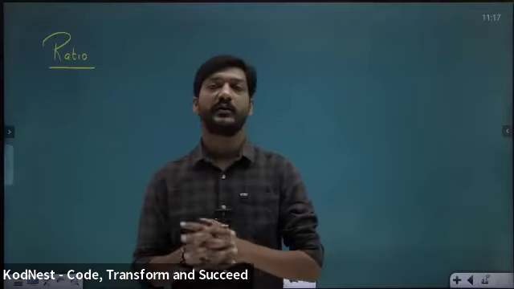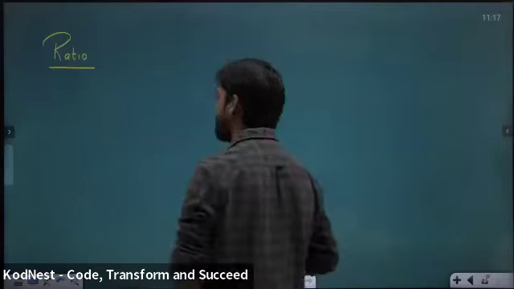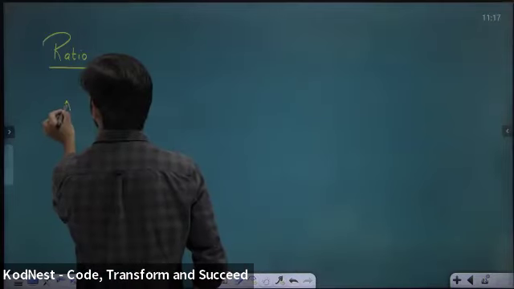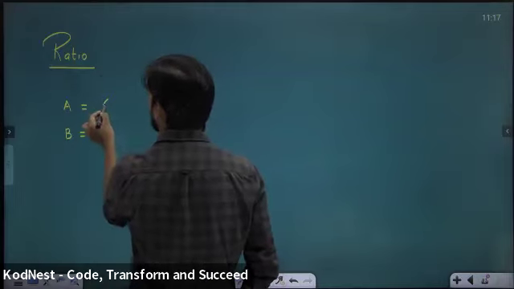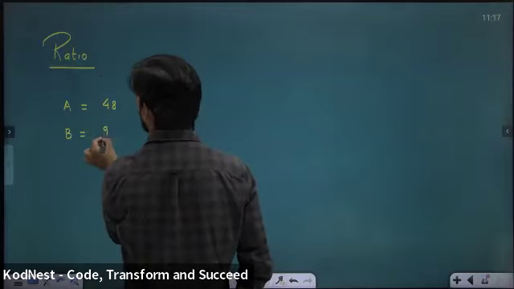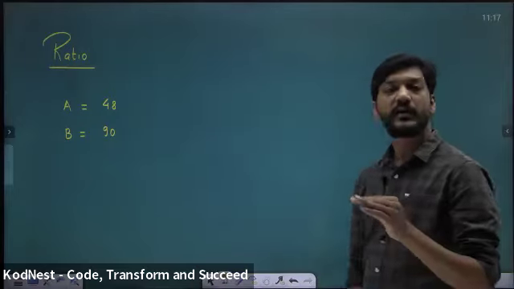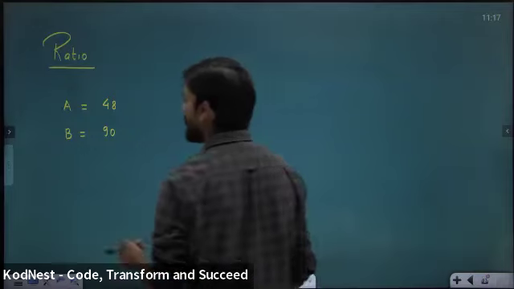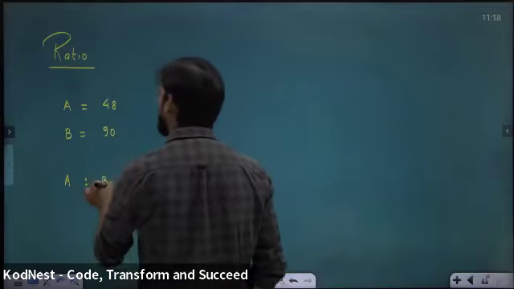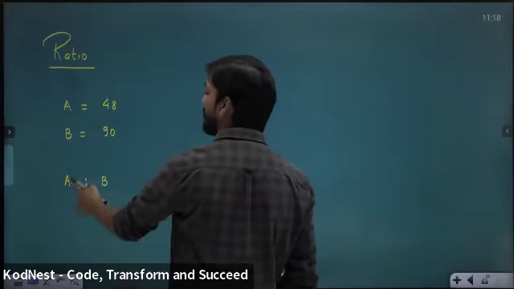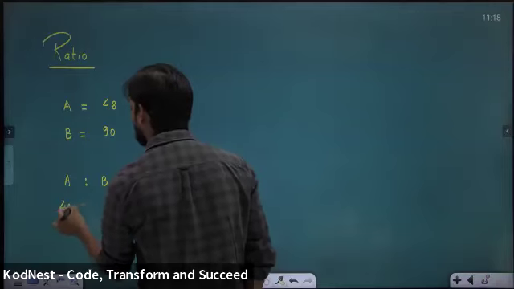The first thing is we already have a little bit of an idea of ratio, but still, suppose there are two numbers, let's say 48 and let's say 90. Suppose I want to calculate the ratio of these two. First I will write, this is how you represent a ratio, A ratio B. This is called the ratio sign. And you will write the values.